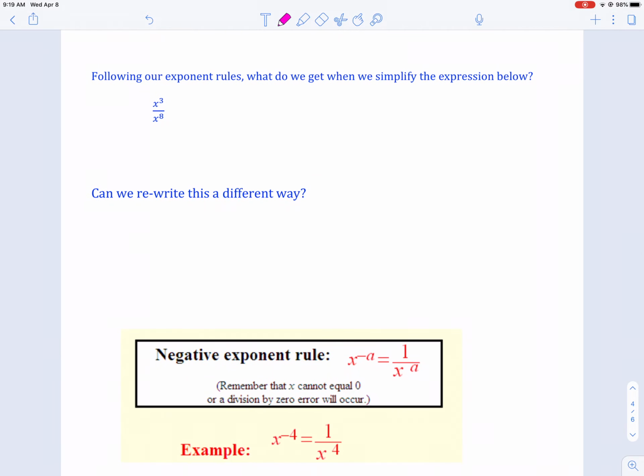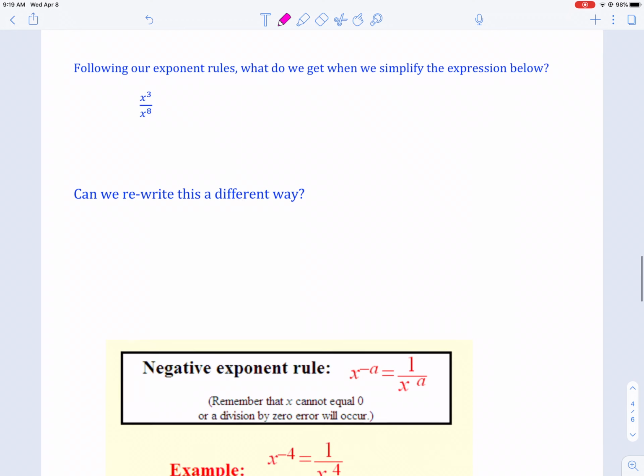Okay, next thing we're going to talk about is following our exponent rules. What would we get when we simplify x to the 3rd divided by x to the 8th? So I know everybody would know it's division. So keep your base, subtract your exponents, and you get x to the -5th. Okay, we are not ever going to write an answer with a base and a negative exponent. We're going to rewrite x to the -5th as 1 over x to the +5th power.